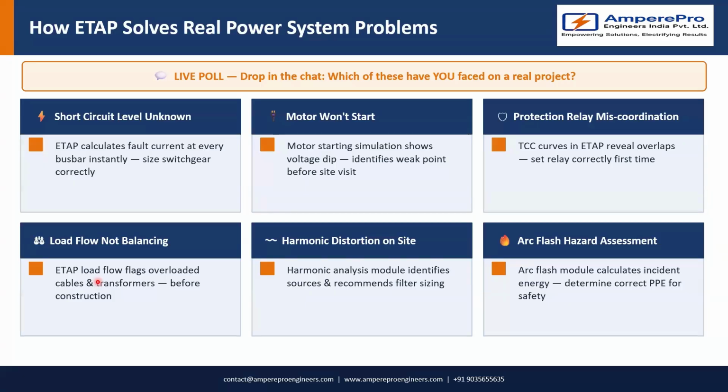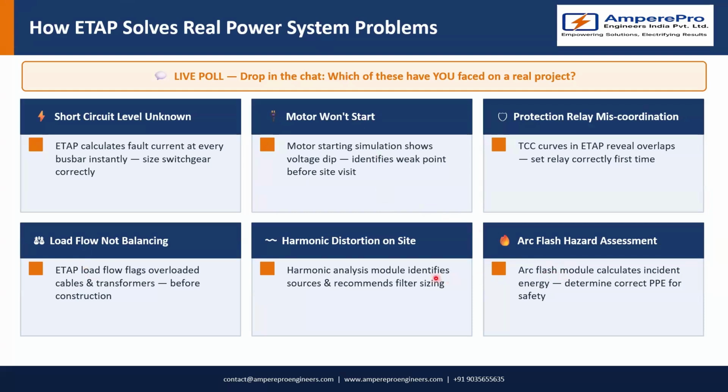clearance diagram showing how far you need to stay away, and also it gives the arc flash labels so that you can paste them on the equipment. And finally, based on the incident energy, you will be able to select the right personal protective equipment for personal safety, right? So these are the real problems that ETAP solves, guys, right?